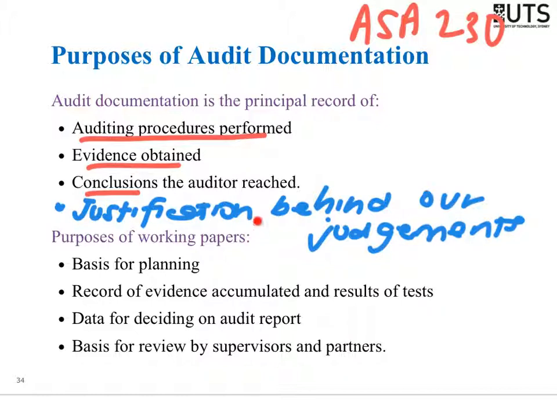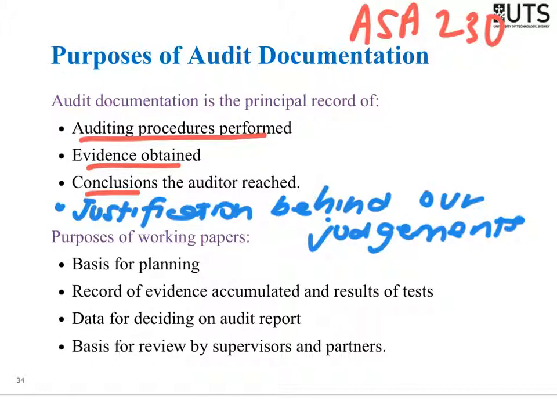So we need to document and justify how we have reached those judgments. How did we pick that particular base for our materiality calculation? How do we determine the percentage that we used in calculating that base? We need to justify that because, guys, it's more likely that they're going to bring a negligence case against you because of a judgment that you've made. So you should be able to justify the judgment calls that you have made.